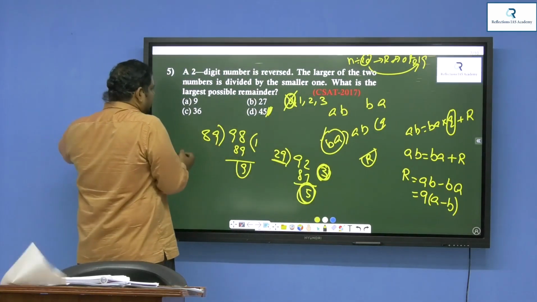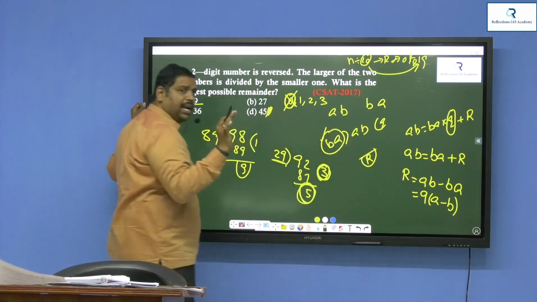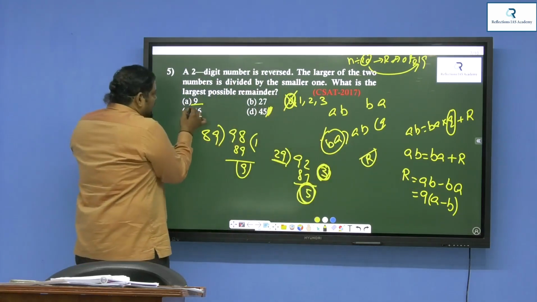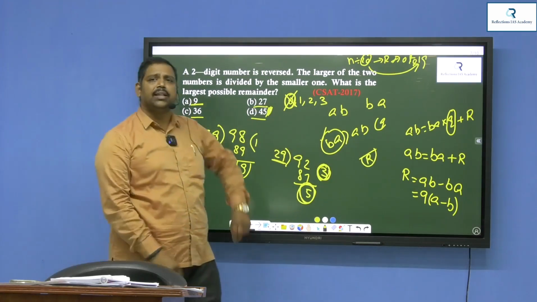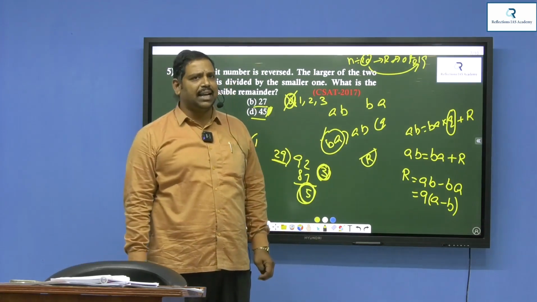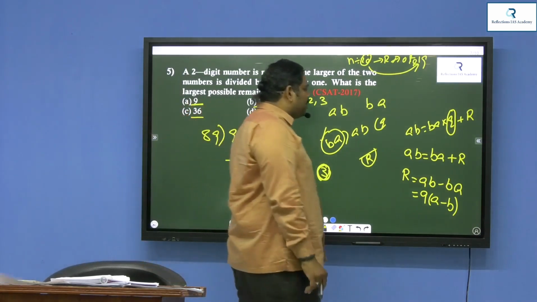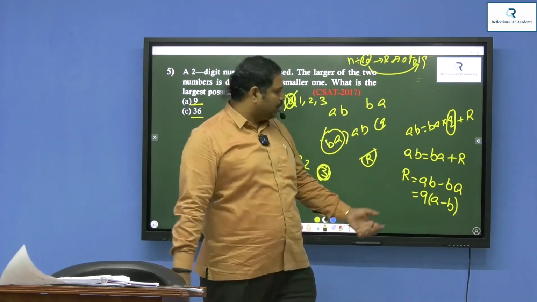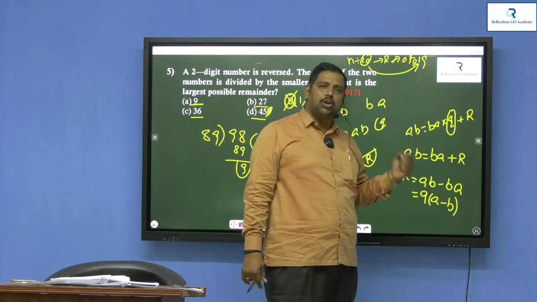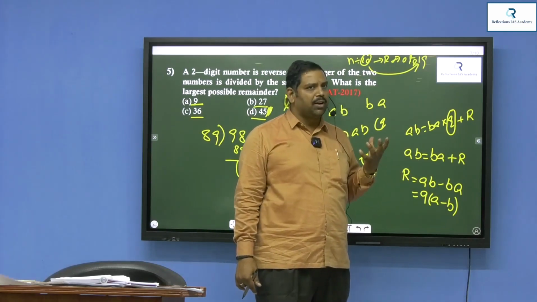Observe, this is a 9 multiple, because 9 times of A minus B means the answer should be a 9 multiple, right? By using that, can I take anything or am I unable to take anything? Unable to take anything. Now, I am trying with the A minus B difference. To get maximum remainder, A minus B should be minimum or maximum? Maximum.